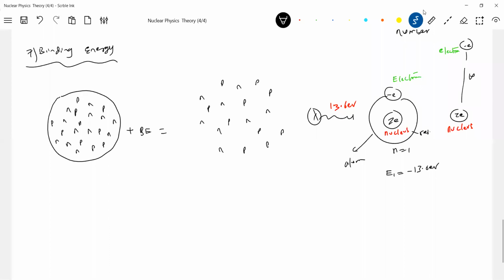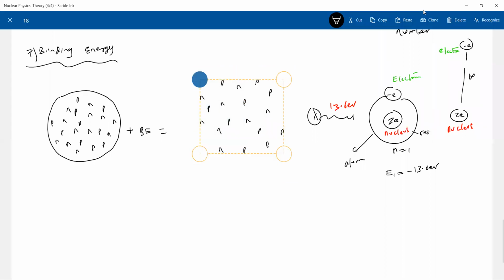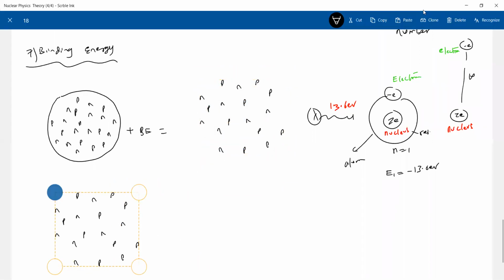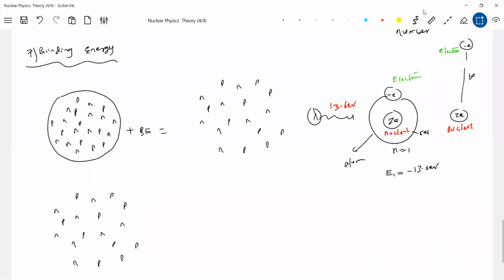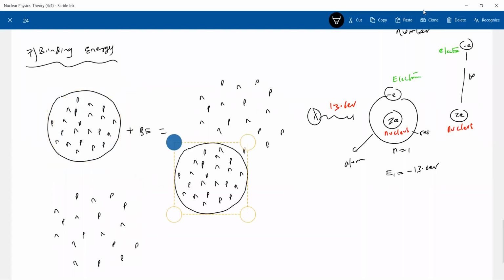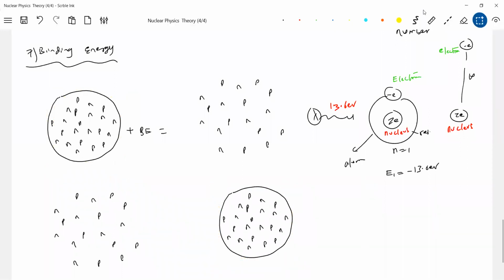Similarly, if all these constituents combine, then we get a binding energy. This you may find a little bit difficult. So what are these? These are the constituents.